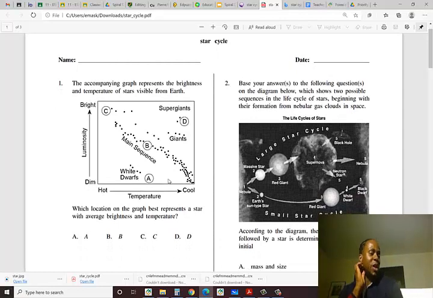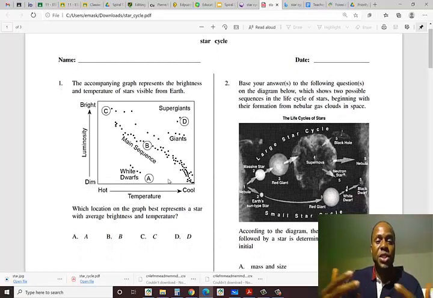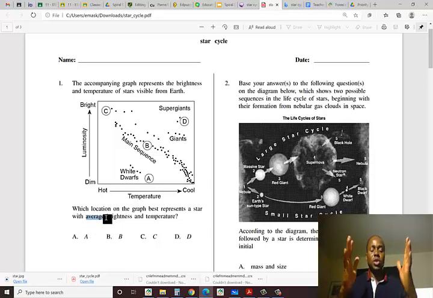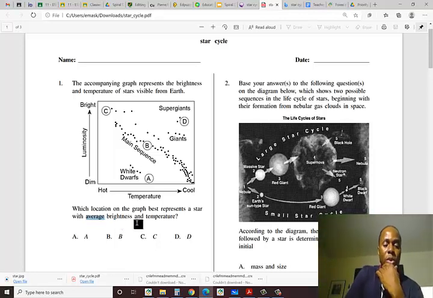Question number 1. The accompanying graph represents the brightness and temperature of stars visible from Earth. And the question is, what location on the graph best represents a star with average brightness and temperature? Average. What do I know about average? That's a key word for me there. Average is something that is in between, not on the extreme. So I'm looking for a brightness that is in between and a temperature that is in between.